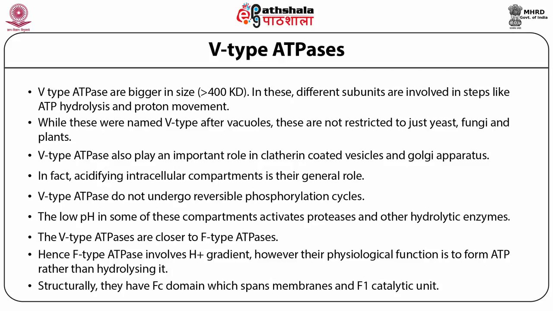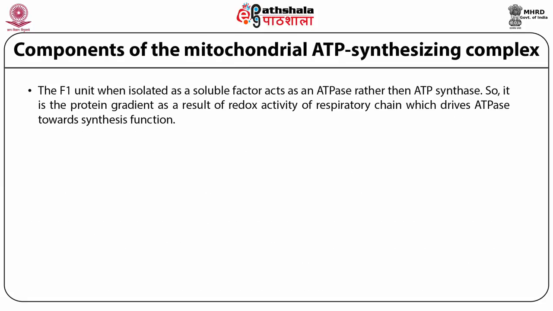Many eukaryotic cells contain transporters of all the above three types. Prokaryotes don't have V-type ATPases. Eukaryotes carry out exocytosis and endocytosis. Hence, from an evolutionary point of view, V-type ATPases are more recent. The F1 unit, when isolated as a soluble factor, acts as an ATPase rather than ATP synthase. So it is the proton gradient as a result of redox activity of the respiratory chain which drives ATPase towards synthesis function.